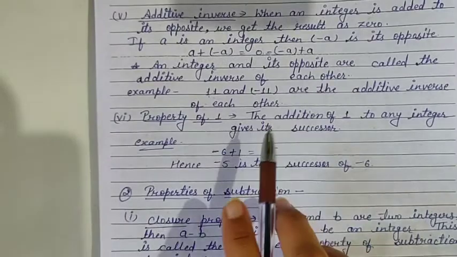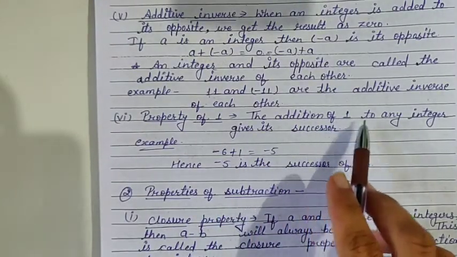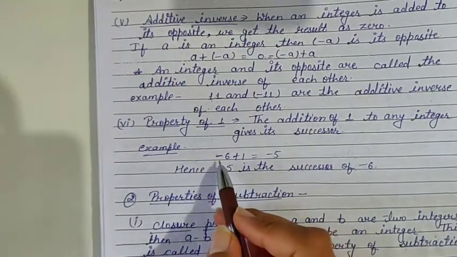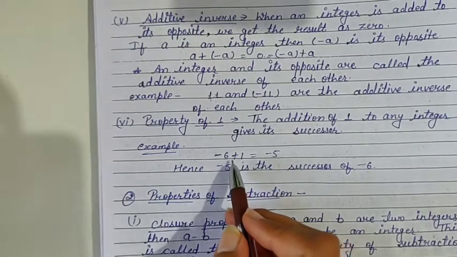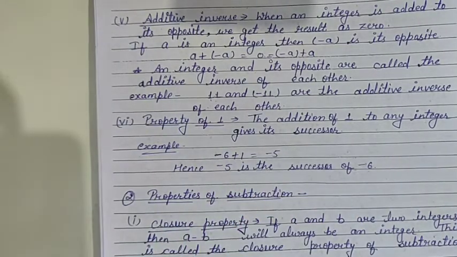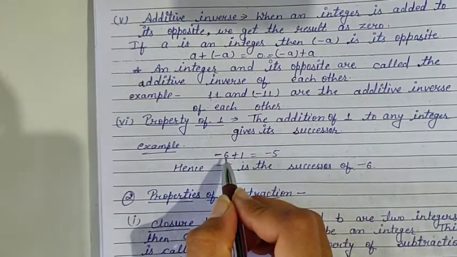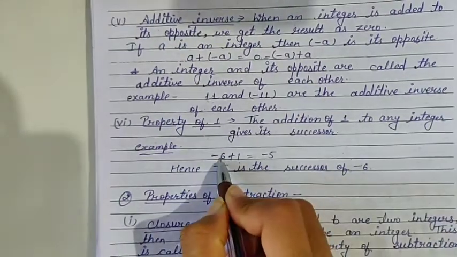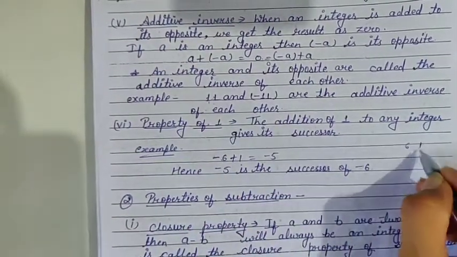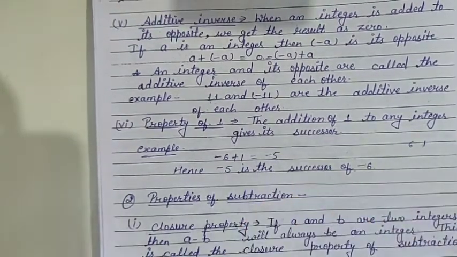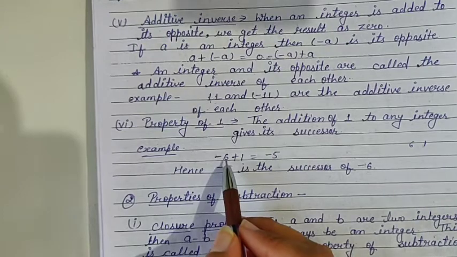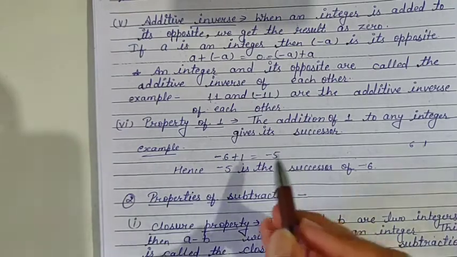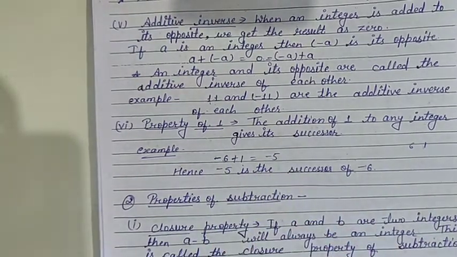Now property of 1. The addition of 1 to any integer gives its successor. Example, when we add minus 6 plus 1, what will be our result? The difference of absolute values of minus 6 and plus 1 is 5, because the absolute value of minus 6 is 6 and the absolute value of plus 1 is 1. So the difference of 6 and 1 is 5, and the greatest integer has a negative sign, so the sign of 5 is negative. So minus 5 is the successor of minus 6.